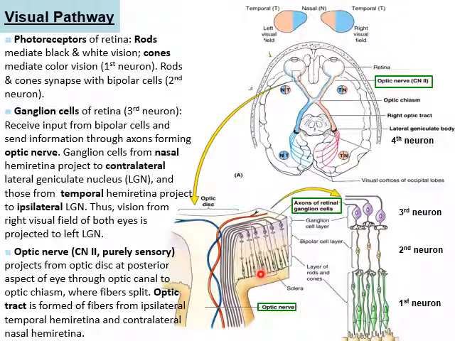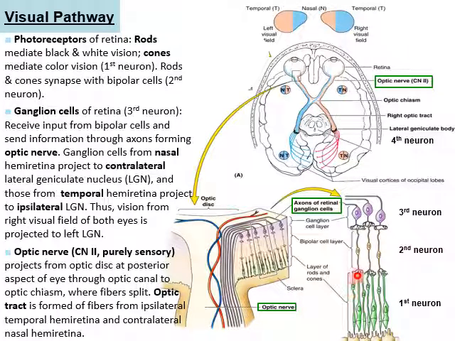The retina has several layers, as you will learn in the histology lecture. What I'm interested in is the neurons that are forming the visual pathway. We have only 3 neurons in the retina forming the visual pathway. The first order neuron is a modified neuronal cell, which is a photoreceptor. These cells are the rods and cones. The rods mediate the black and white vision, and the cones mediate the color vision. They are the first order neuron.